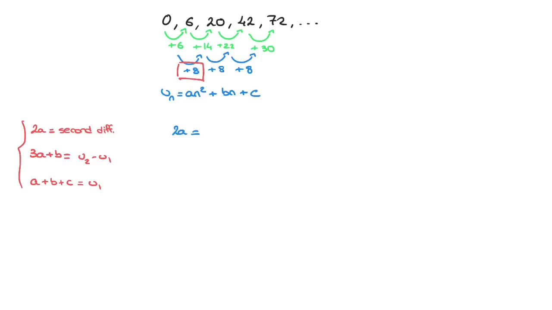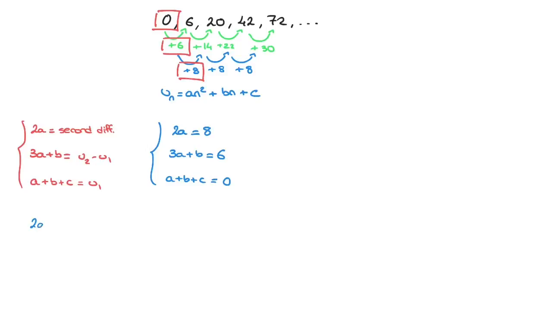So for this particular sequence, we'll have 2a must equal the second difference, which is right here, 8. So I write it, 2a equals 8. The second equation, 3a plus b, must equal the difference between the first two terms. And I can see that value right here. That's 6. And finally, a plus b plus c must equal the value of the first term, which is 0.